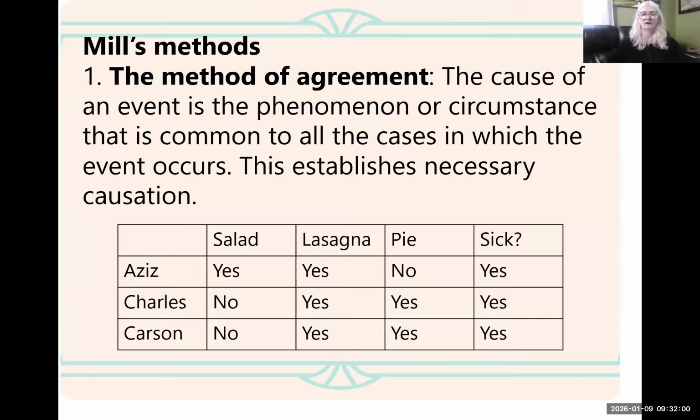Okay, so here we go. We're going to look at this case where Aziz, Charles, and Carson all ate at the same restaurant. Okay, and they all got sick. So the question is, what is it that made them sick? And if we look, the only thing that they all ate was lasagna. So it must have been the lasagna in the sense of necessary condition.